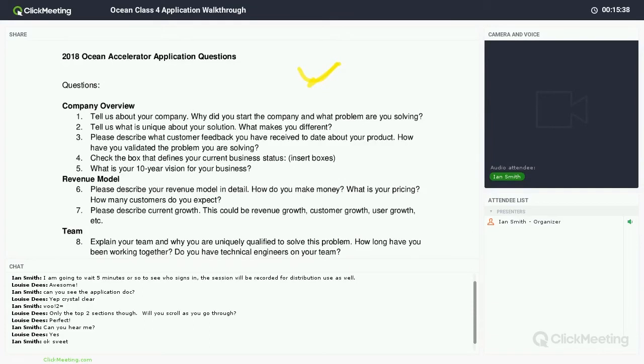Now, your 10-year vision almost never comes true, and that's completely fine. But we're looking for that you have a larger and more broad vision and goal for your business than just doing what you're doing right now.